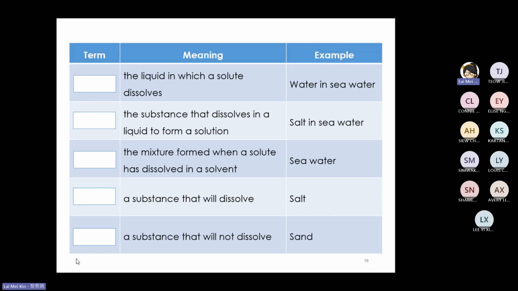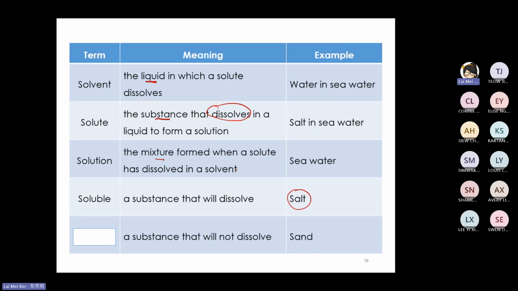It's exactly the same. I just transferred the whole slides into something more fun for you guys. If I have the liquid in which a solute dissolves, I call it a solvent. Anything that dissolves in the liquid, for example the salt, I call it solute. The mixture that is formed, I call it solution. Things that can dissolve, for example the salt, I call soluble. Sand cannot dissolve, so I call it insoluble. These are the terms to revise for you.